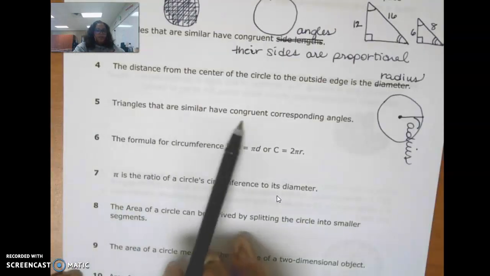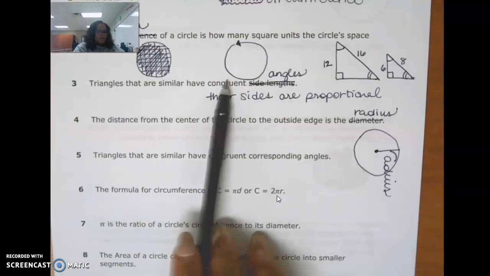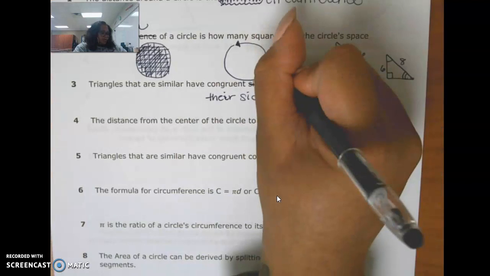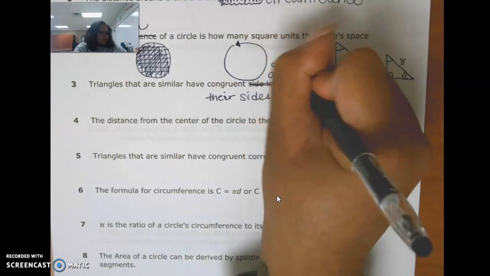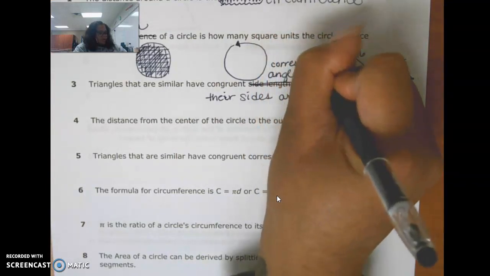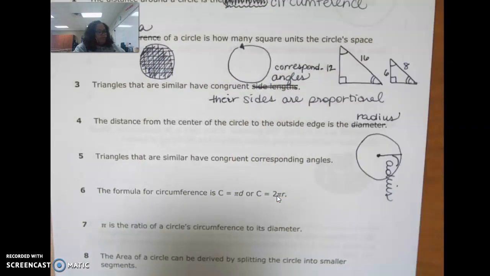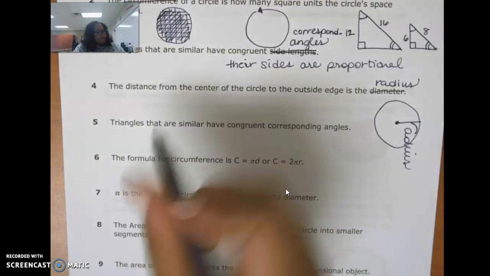Triangles that are similar have congruent corresponding angles. Yes, we said that up here. Congruent angles. We also need to write corresponding. Corresponding. This is true.